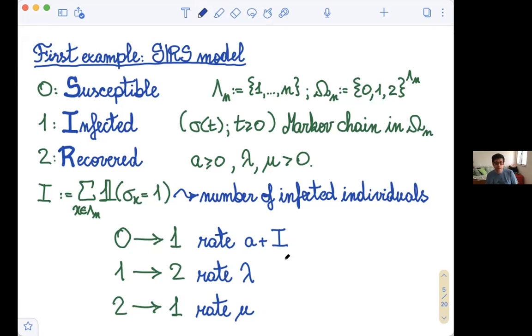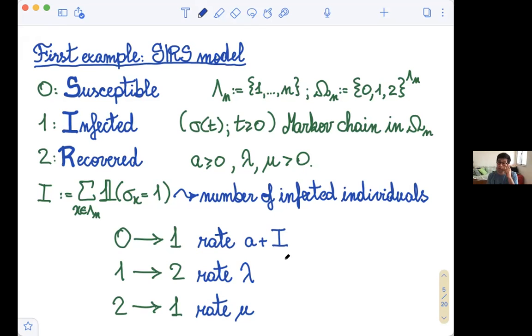So the dynamics is like this. A guy gets infected if it enters in contact with an infected guy. Okay, and we are going to say that it's going to happen at rate A plus I. So A, lambda, and mu are the parameters of the model. A is bigger or equal than 0, and lambda and mu are bigger than 0. If mu is equal to 0, we are in presence of the SIR model. And A is what I call the immigration rate. I'm going to explain a little bit about it later.